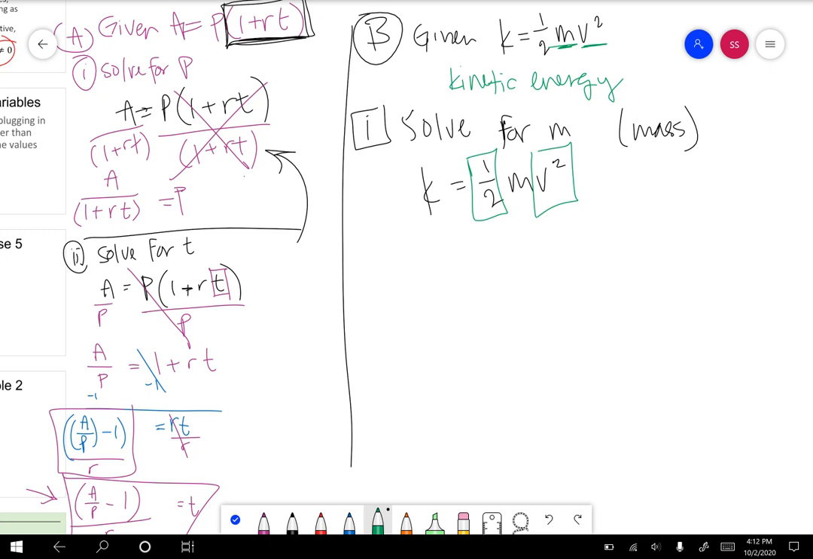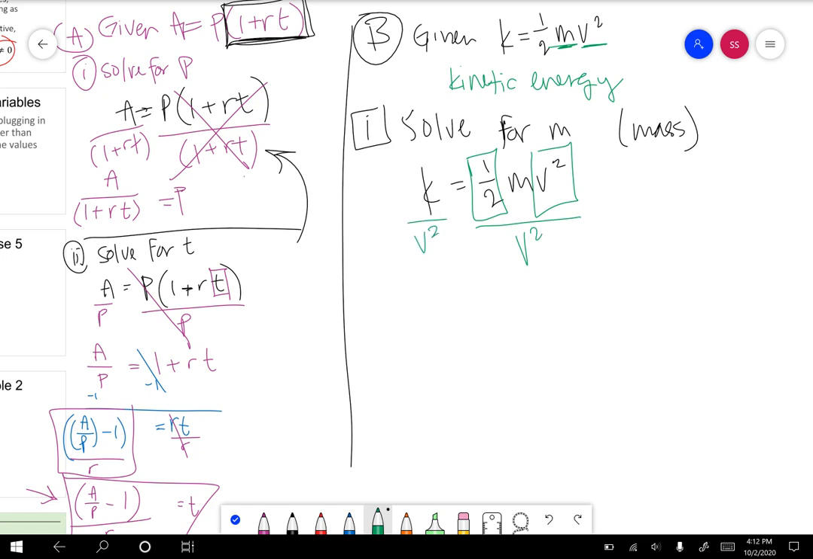So let's start with, you could do this either way. You could start by moving 1/2 over or the v squared over. I'm going to start by moving the v squared over. So right now, mass is being multiplied by velocity squared. So we're going to divide by velocity squared.